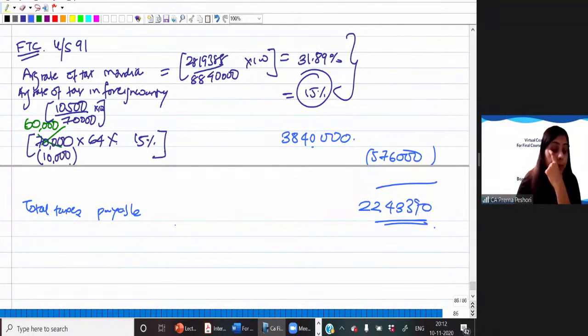Should we solve one more sum? Any doubts with this sum? Did you understand this sum? Let's solve one more sum on this. And again, you will have to tell me the answer for that.